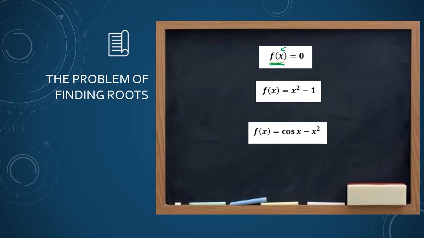Sometimes finding the root of a function isn't very difficult, such as this example here. It's just x squared minus 1, so the roots would be plus or minus 1. But sometimes you have more complicated functions like cosine x minus x squared, and that's not a very easy root to find.